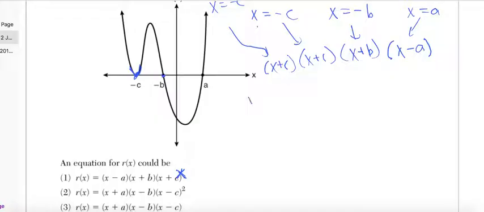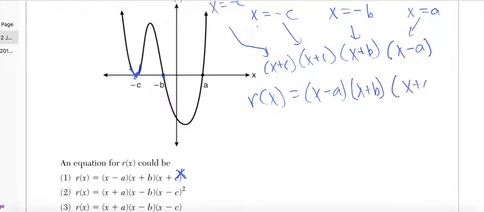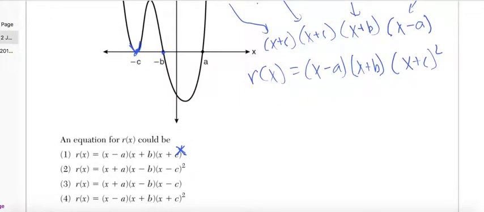If I put it in alphabetical order, it looks like this: x minus a, x plus b, and since we have 2 of the x plus c's, it'll be x plus c squared. So this is wrong simply because of that. Otherwise, it would have been right, but because of this turning point, all right? X plus a, out. X plus a, out. By elimination, it's 4. So x minus a, x plus b, and then x plus c raised to the second power. All right, our answer is choice 4.